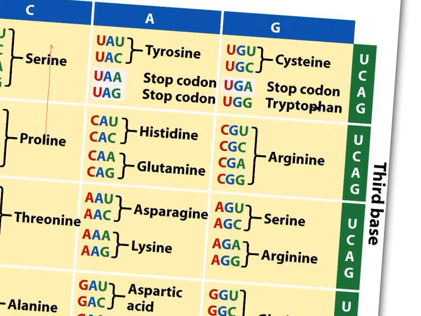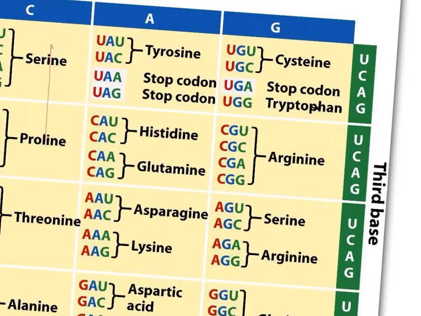Now, any changes in the first two bases, in other words, base 1, base 2, you're usually going to have a change in the protein. But the third base is redundant. You can often have, doesn't matter what the letter is, but you'll end up with the same amino acid.